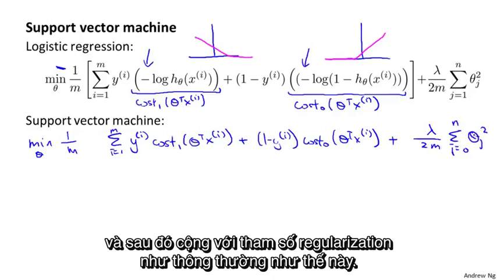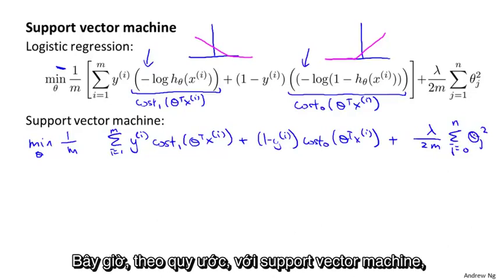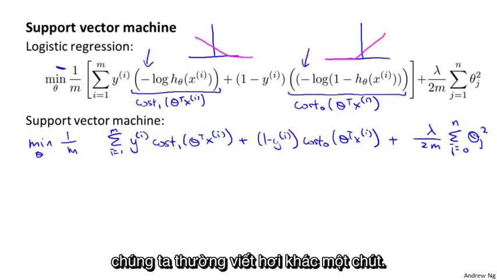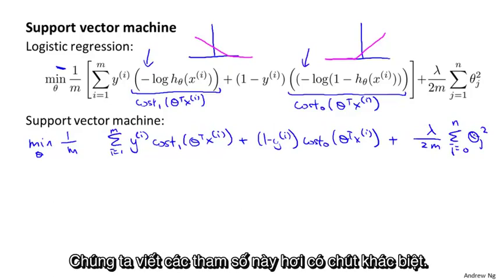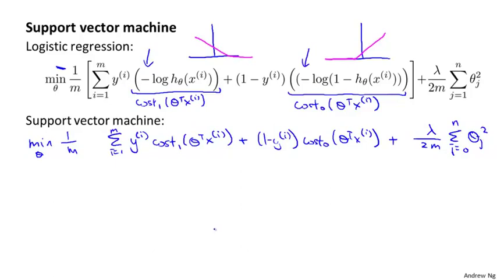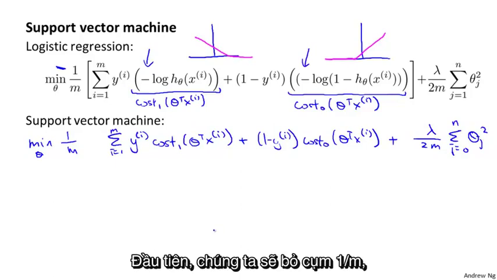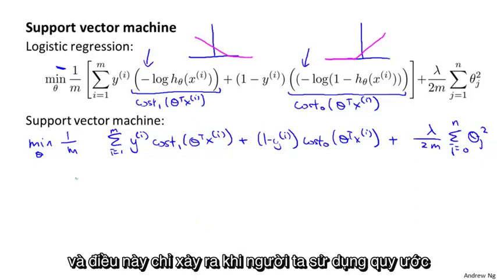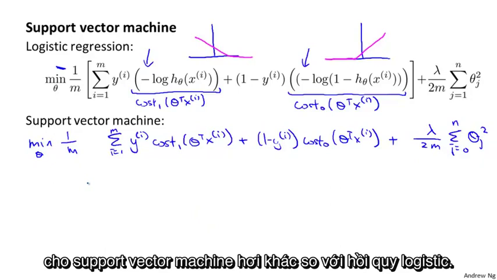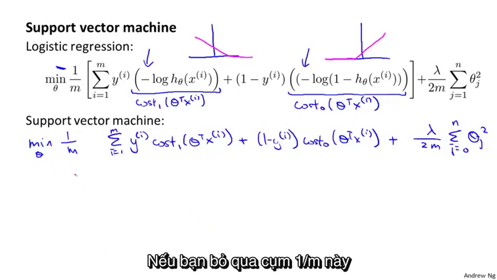Now, by convention, for the support vector machine, we actually write things slightly differently, or we reparameterize this just very slightly differently. First, we're going to get rid of the 1 over m terms, and this just happens to be a slightly different convention that people use for support vector machines compared to logistic regression. But here's what I mean.